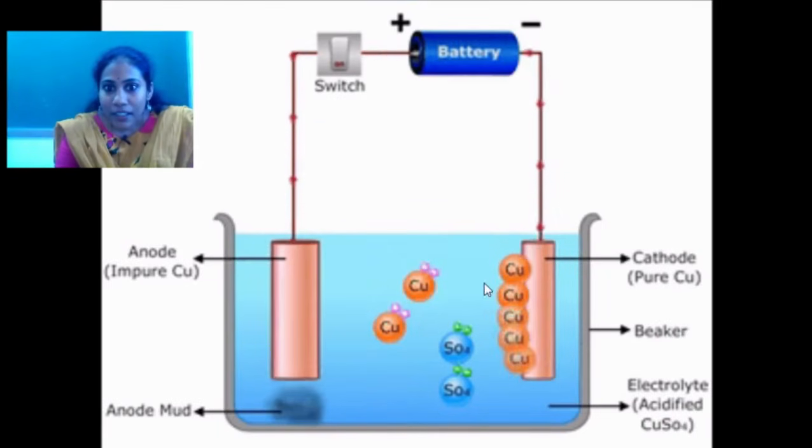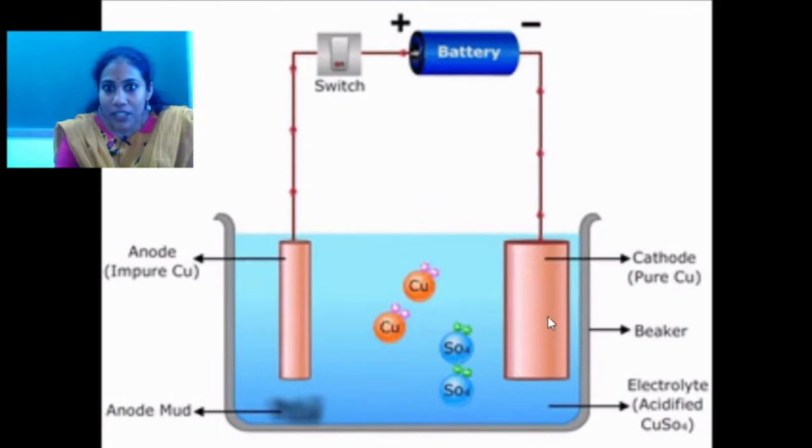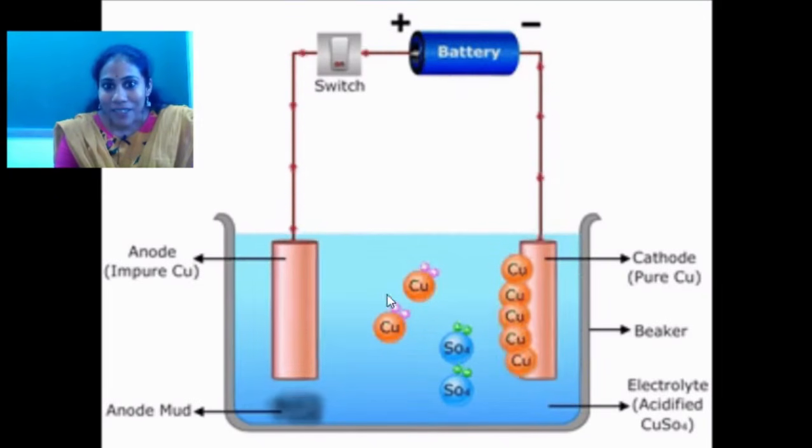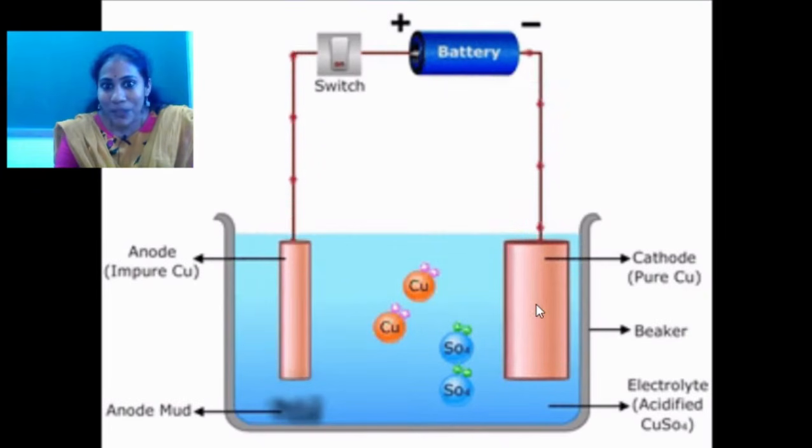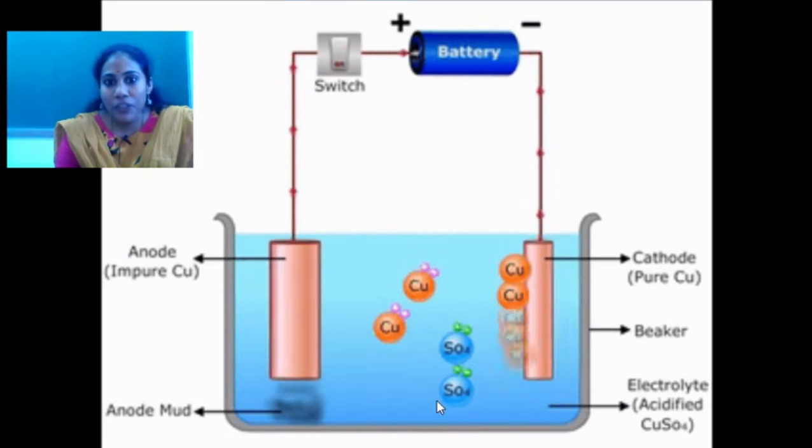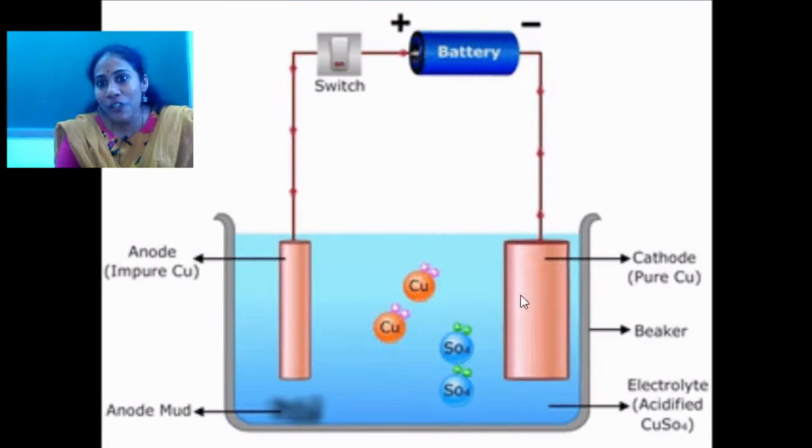See, copper is deposited, so the cathode rod has become fatter. All the copper from this one came into the solution, so this one became thinner. The copper went here, so it became fatter. This has lost copper, so it is becoming thinner and thinner, right? So this is the visual on refining of copper. Copper from the anode will come into the solution. From the solution all the copper is going to the cathode, so the rod is becoming fatter and fatter.